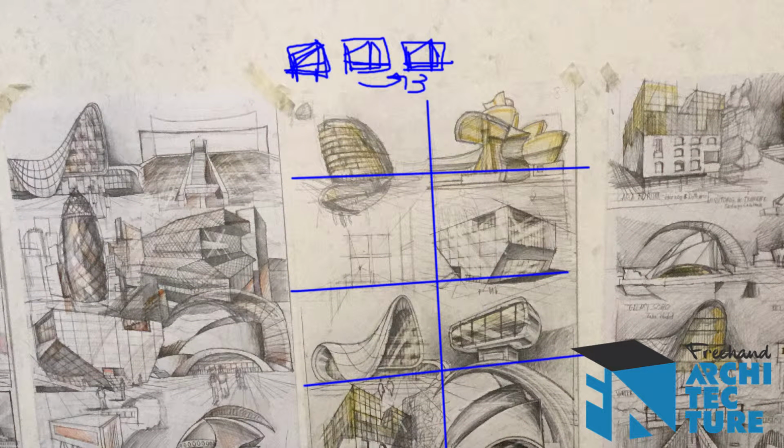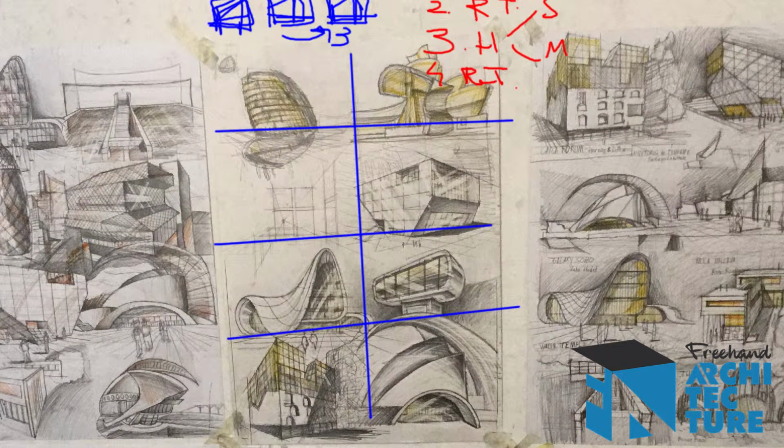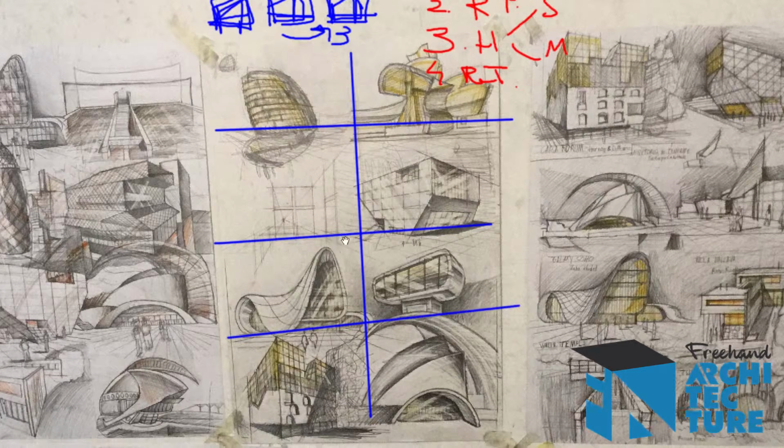The 4-step formula: 1, fill the page with lines. Number 2, a ruler, right, and thicken the straight angles. 3, hatching, which is for shadows and for materials. Number 4, rethicken, right, ruler, thicken. So these are the kind of same thing. Okay, and you get something like this.